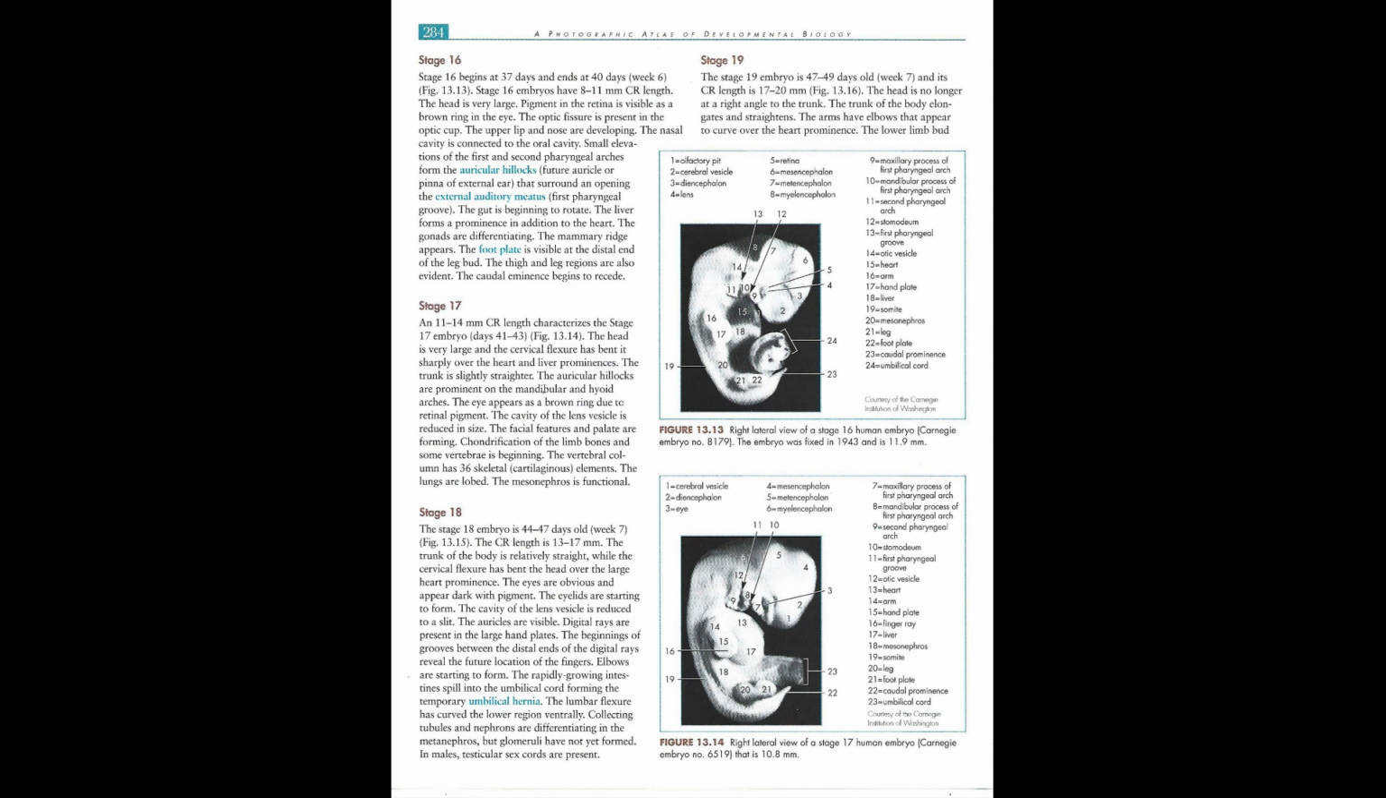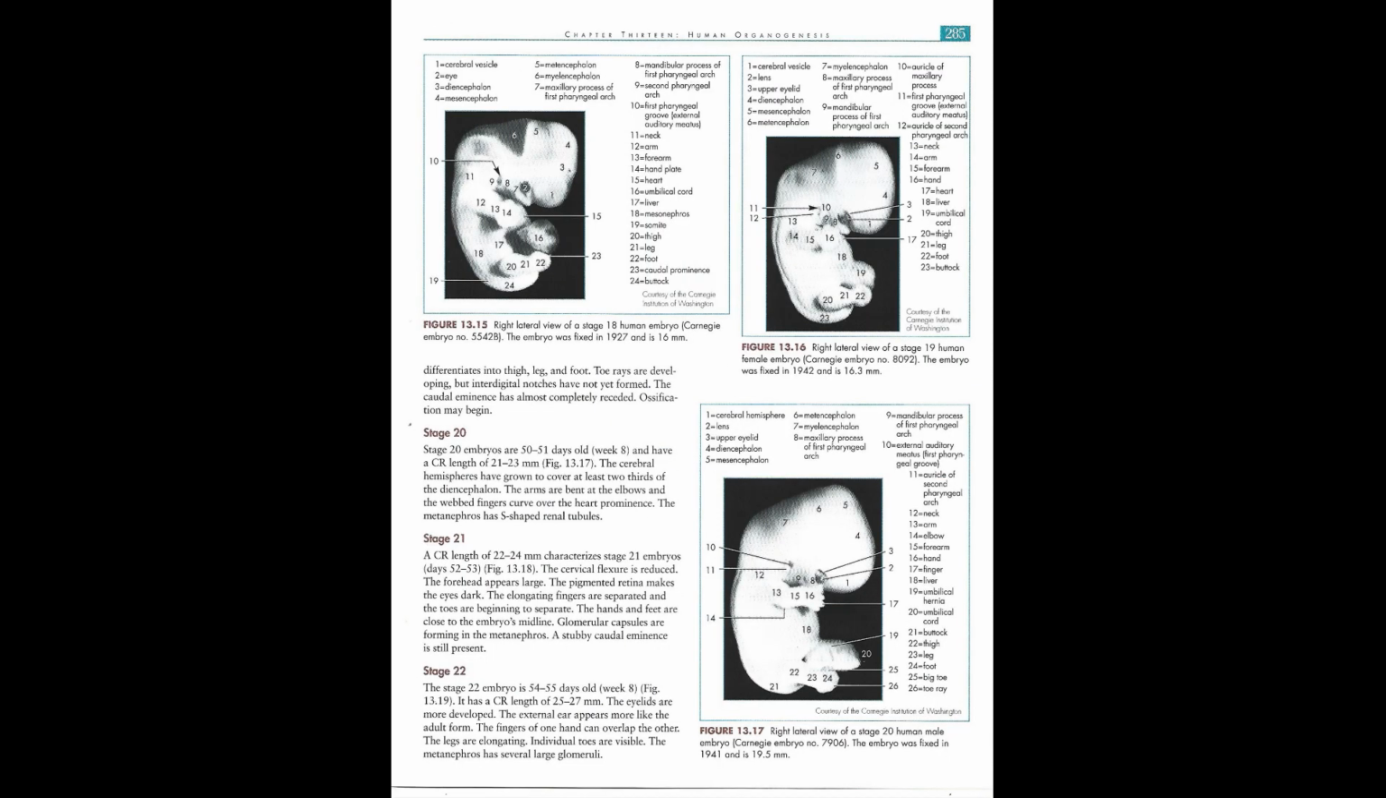Stage 19. The stage 19 embryo is 47 to 49 days old, week 7, and its CR length is 17 to 20 millimeters, Fig 13.16. The head is no longer at a right angle to the trunk. The trunk of the body elongates and straightens. The arms have elbows that appear to curve over the heart prominence. The lower limb bud differentiates into thigh, leg, and foot. Toe rays are developing, but interdigital notches have not yet formed. The caudal eminence has almost completely receded. Ossification may begin.